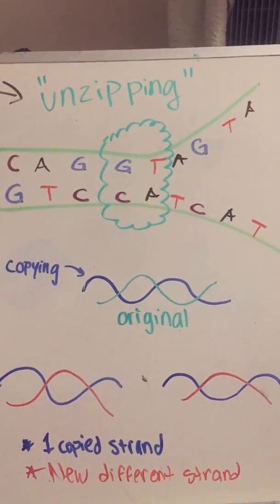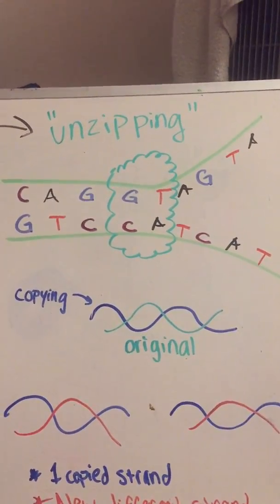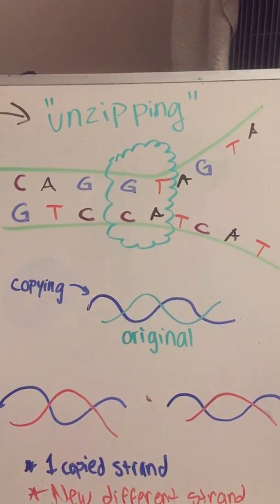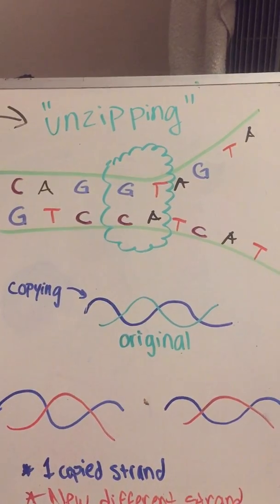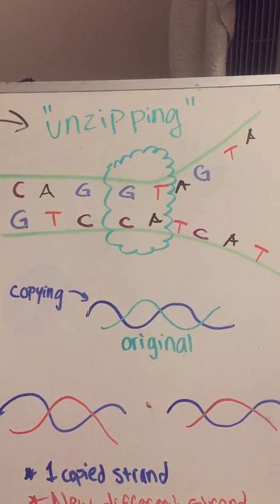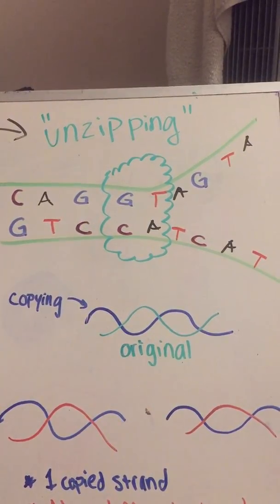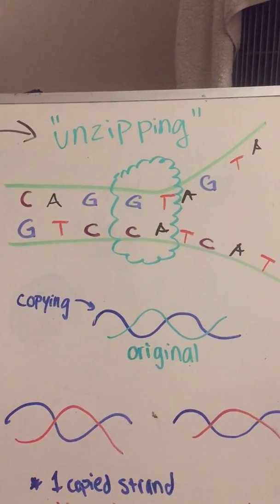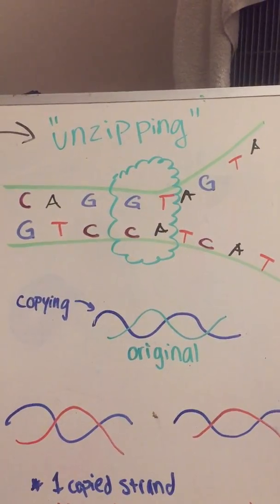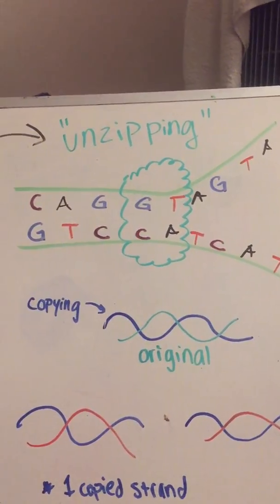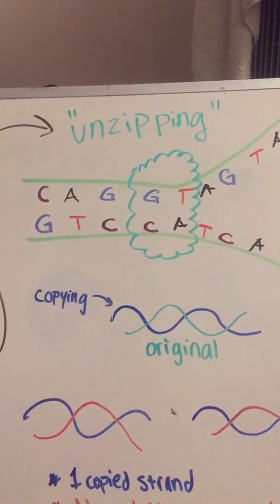First of all, the double helix has to separate into two single strands. Then the helix, held together by hydrogen bonds between the complementary base pairs, is separated by helicase, which begins at a point or at an end of the DNA molecule. And it keeps moving one complementary base at a time.